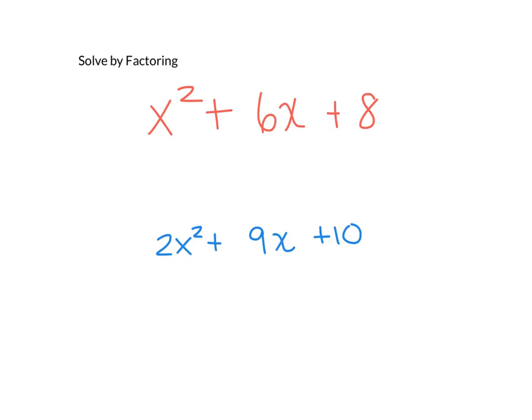The next thing for the Chapter 8 test that you'll need to know is how to solve by factoring. So if you look at the first example in red, if I want to factor this, since a equals 1, this is a basic trinomial of factoring. So I need 2 things that multiply to c that add to b. That would be 4 and 2.